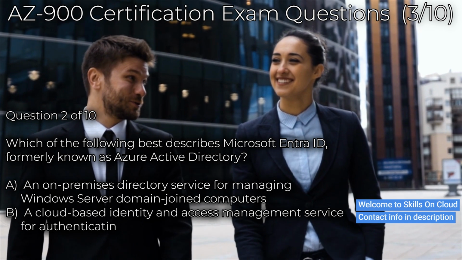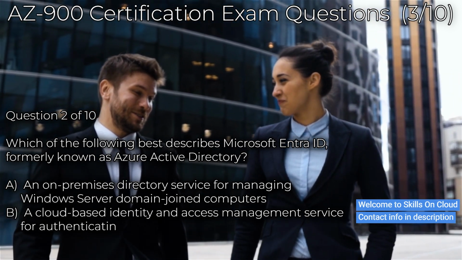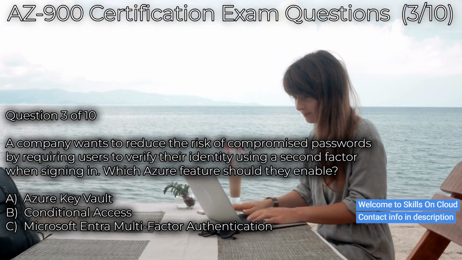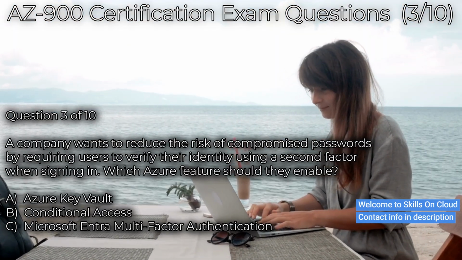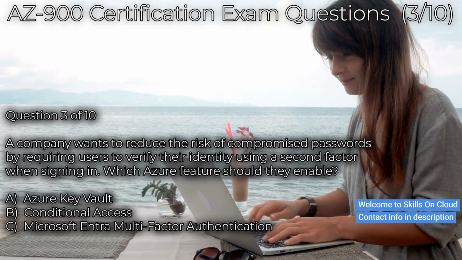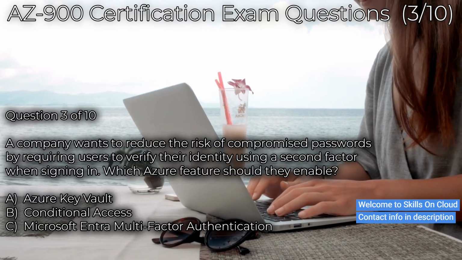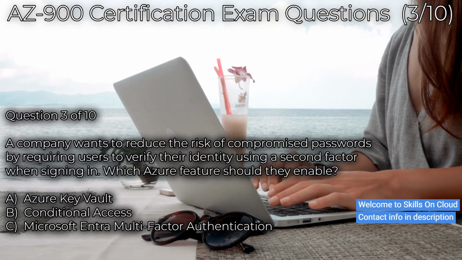The core definition to remember: Entra ID equals cloud identity. ADDS equals on-premises domain services. Question 3. A company wants to reduce the risk of compromised passwords by requiring users to verify their identity using a second factor when signing in. Which Azure feature should they enable?